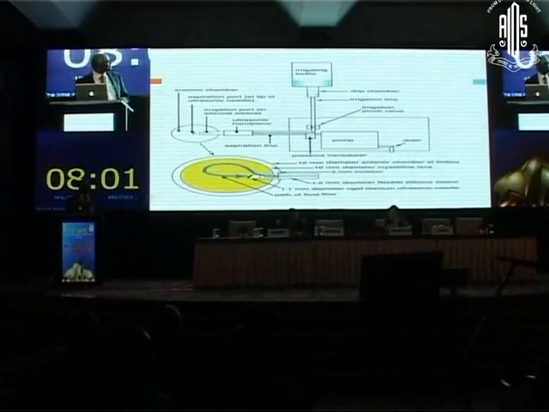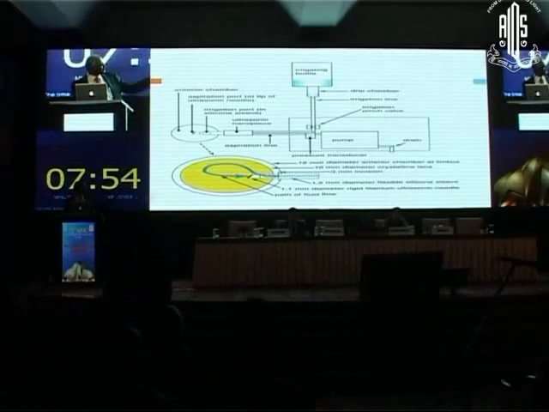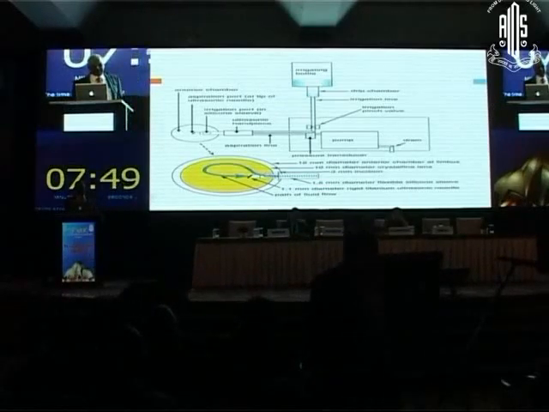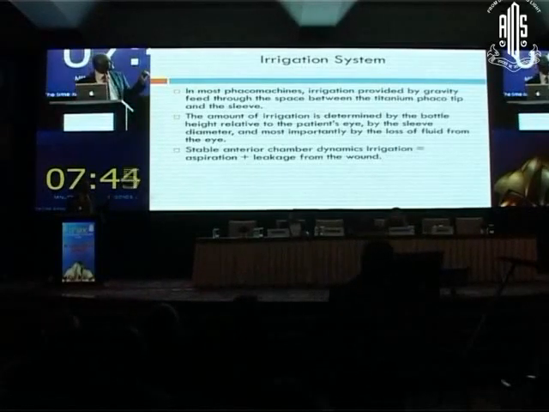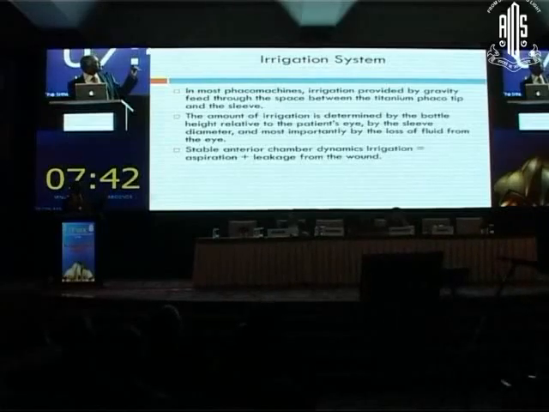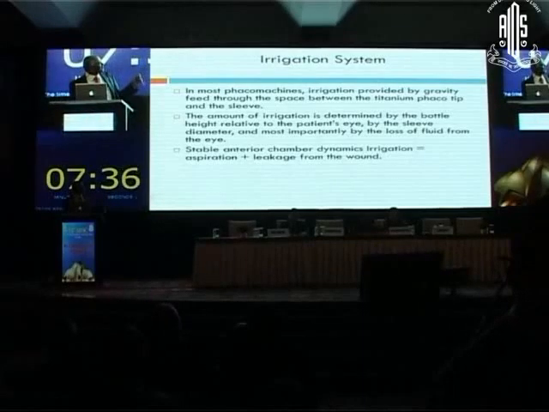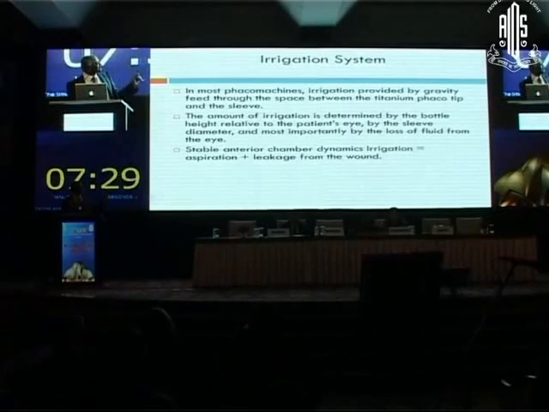Now you can see the irrigation bottle, and then you will see how the pump works. Whatever fluid goes out, gravitationally it comes down. Most phaco machines provide irrigation by gravity feed through the space between the titanium phaco tip and the sleeve. The amount of irrigation is determined by the bottle height relative to the patient's eye, by the sleeve diameter, and most importantly by the loss of fluid from the eye.